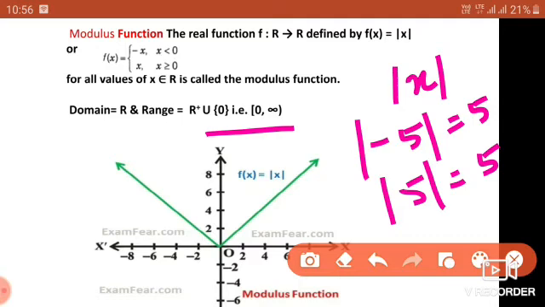I think you have understood. That is the modulus function, it takes only the positive values. So the range starts from 0 to, it is only this side, 0 to infinity. So your range is 0 to infinity. Whatever number, suppose if you take modulus of minus 10, it is 10. Modulus of minus 3 is 3. Modulus of 4 is 4 only.